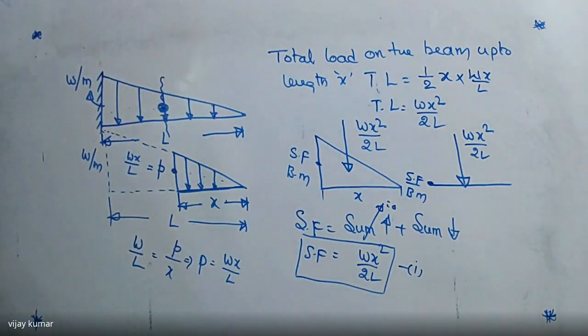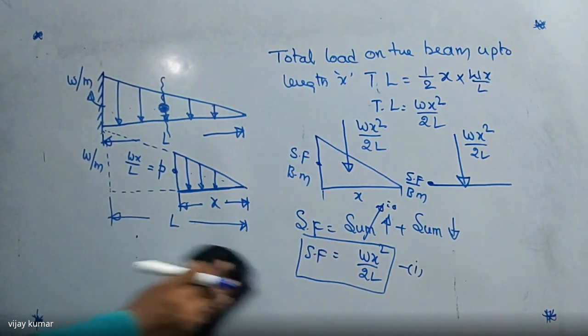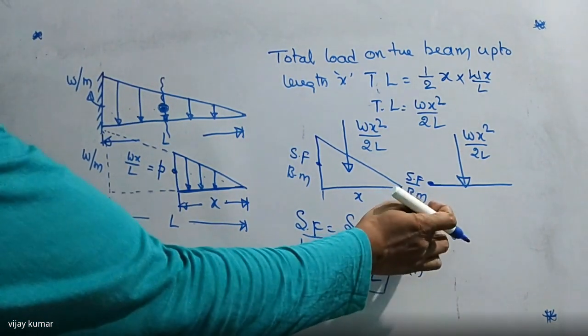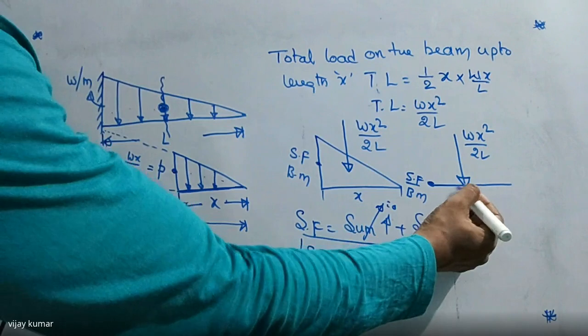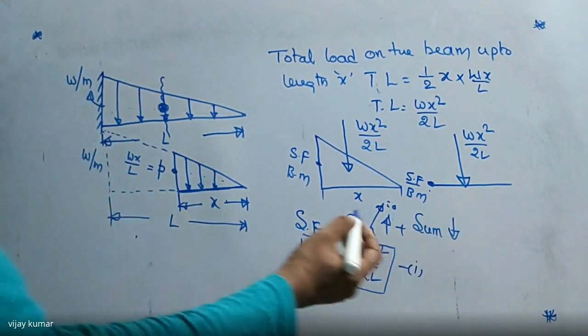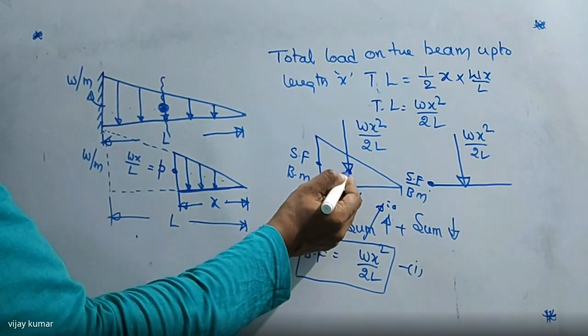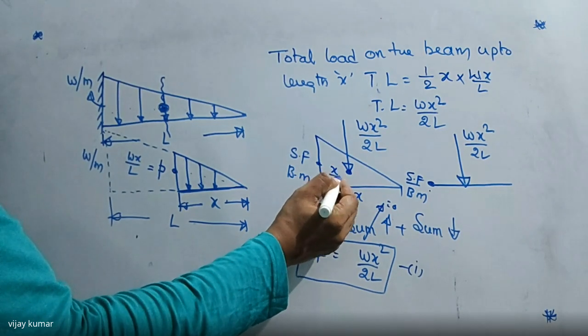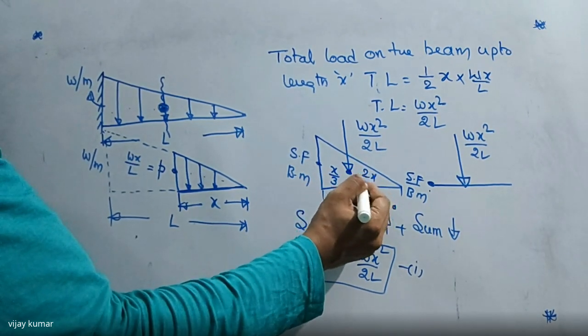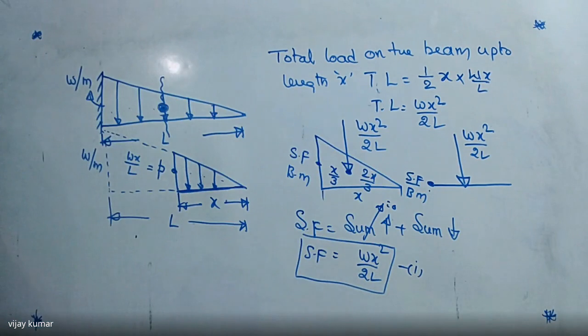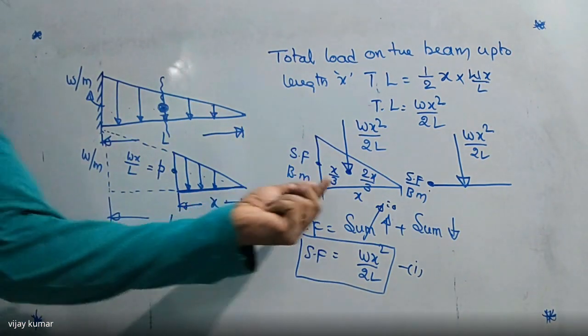Now I want to find the bending moment here. What is the bending moment here? This total length is x, and this length is how much here? It is passing through the center of gravity. So it is x by 3 and it is nothing but 2x by 3. Why? Because it is a triangular shape. So this is the center of gravity.